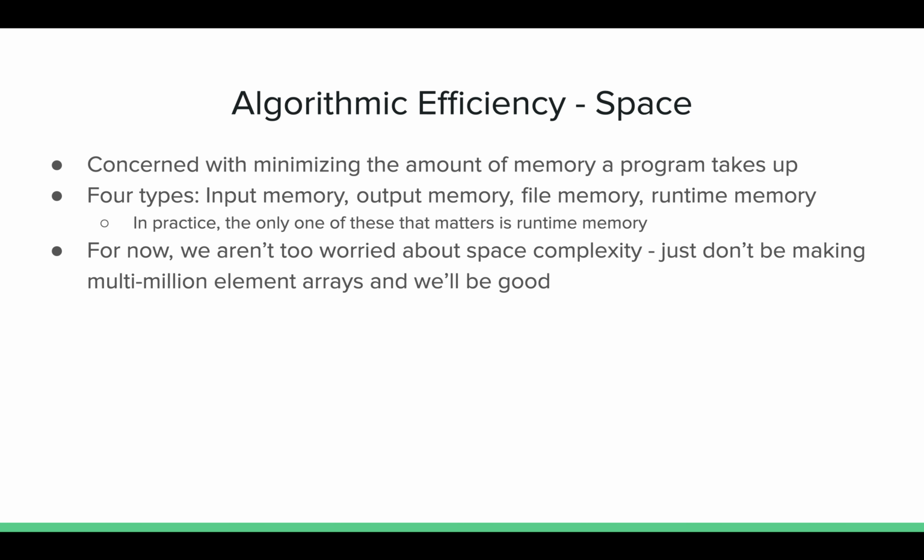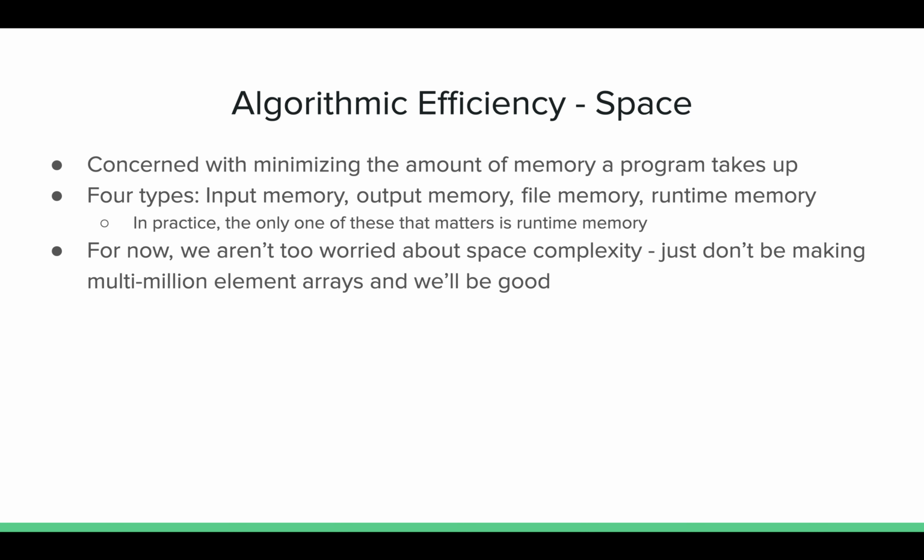In actual computer science, there are four types of memory: input memory, output memory, file memory, and runtime memory. Input and output just have to do with the input that your program takes and the output that it outputs. File memory is just the amount of space the actual lines of code take up. And runtime memory is the amount of memory that your code takes up when it's actually running. So, for example, if we were to store some variables from input, do some calculations with those variables, and store the results in another variable, the variables you create during your program become part of your program's runtime memory.